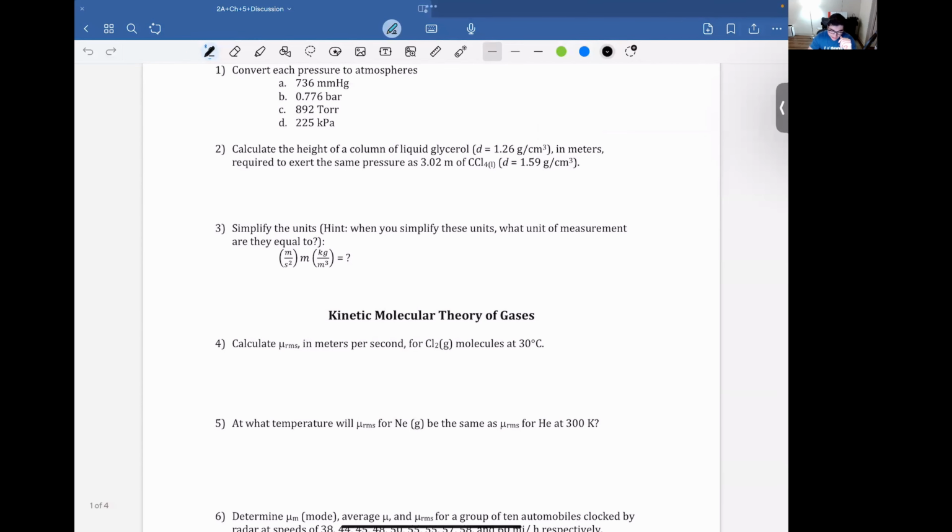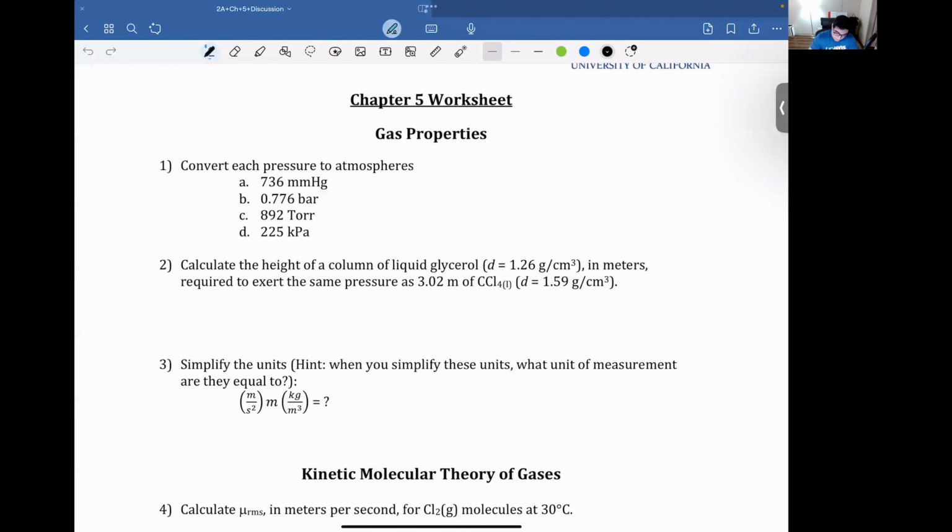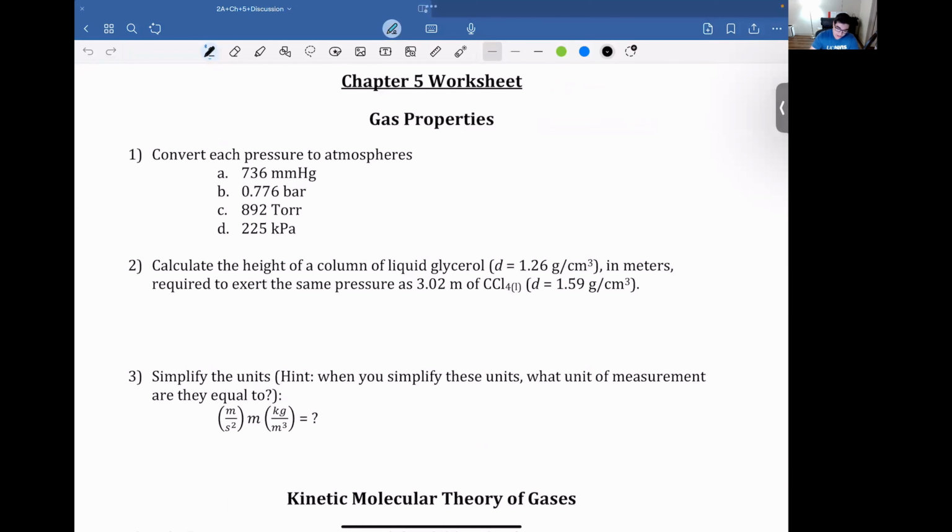So we're just going to be going over the next worksheet this week. Hope this helps. So starting with problem number one, it says convert each pressure to atmospheres.